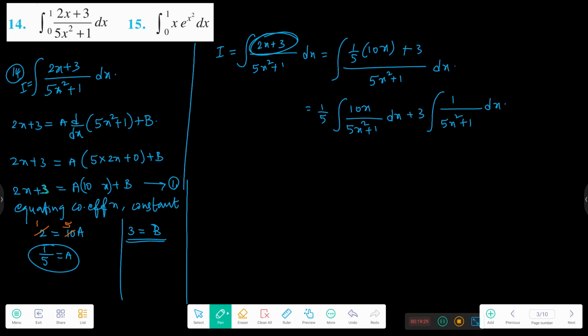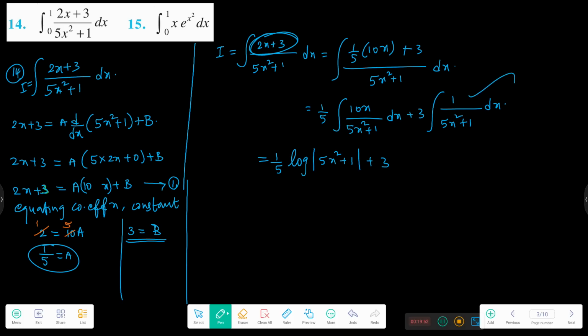So what do you think about the first integral? When you differentiate the denominator, I am getting the numerator. Am I right? Then log of denominator you can say. So 1 by 5 into log of denominator, that is 5x square plus 1. Plus 3 into, what is this one?